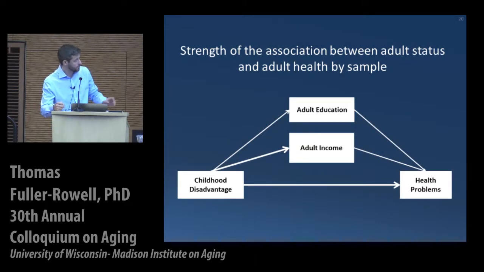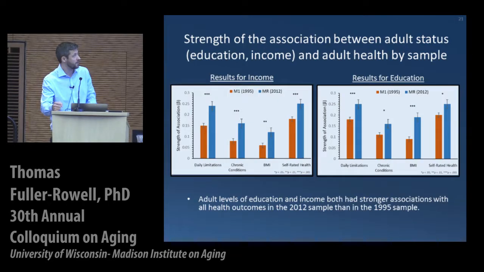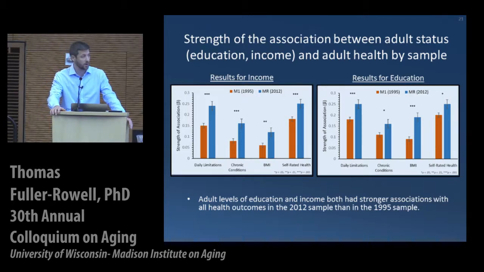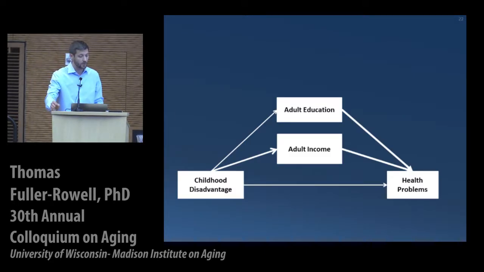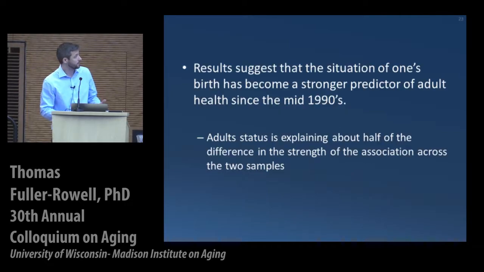So the next step here is to focus on the right side. Is adult status becoming a stronger predictor of health outcomes? And for both income and education, we found consistent evidence across all four outcomes that is the case. So it does seem that high levels of income are becoming more and more strongly associated with adult health outcomes, and the same for education. So overall, what we're finding here is that childhood disadvantage is indeed becoming a stronger predictor of adult health, and a substantial portion, about half of these effects, seem to be operating through adult status attainments.